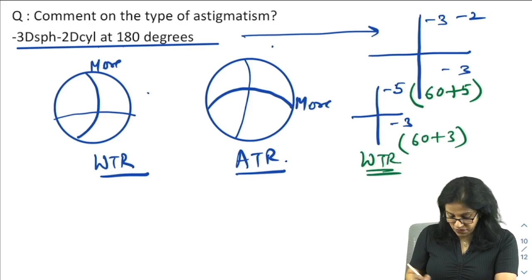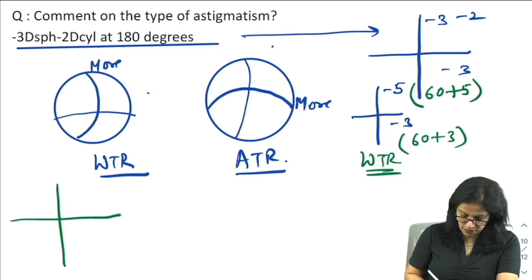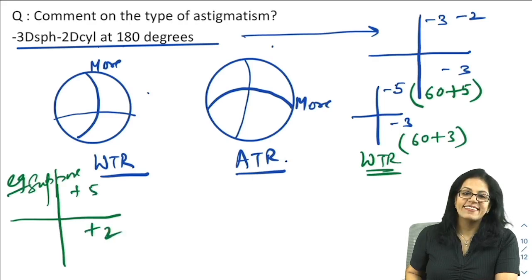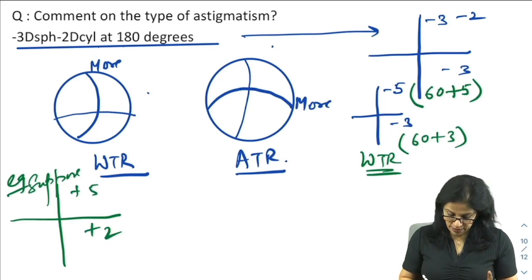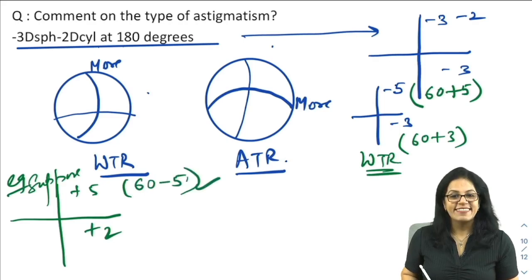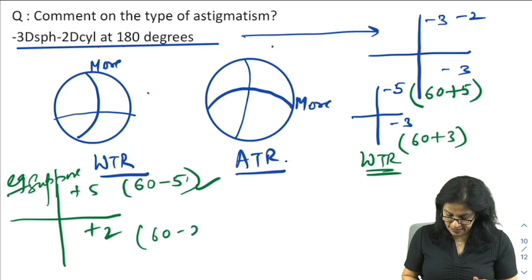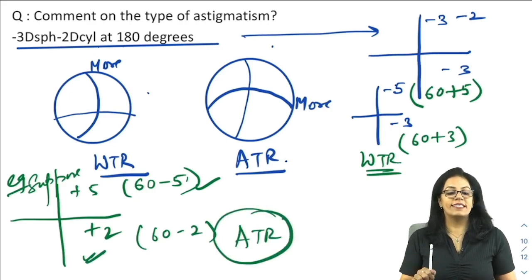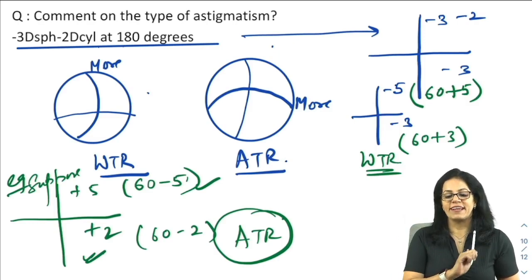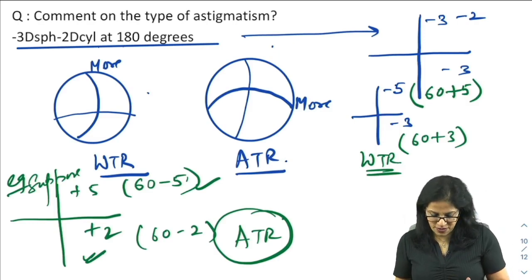Now, if you want to think vice versa, you can. Suppose, for example, this is just an example not related to the question, suppose this was plus 5, this is plus 2. Now is it with the rule or against the rule? Plus is hypermetropia, less power. This time, emmetropia is 60, plus 5 means 60 minus 5. When I say plus 2, actually it is 60 minus 2. So now the power is more in the horizontal. So this becomes against the rule astigmatism. Remember, 0 is 60 diopters, minus you have to add, plus you have to subtract. Right? I hope this is clear to you now.